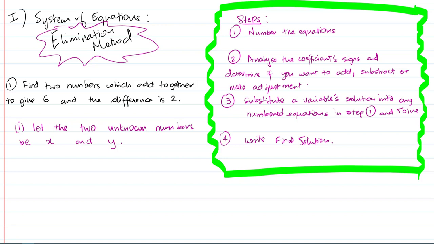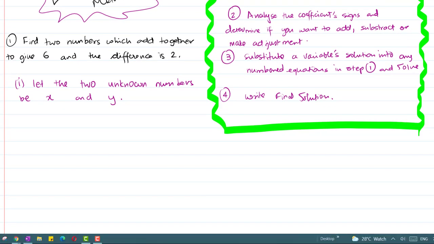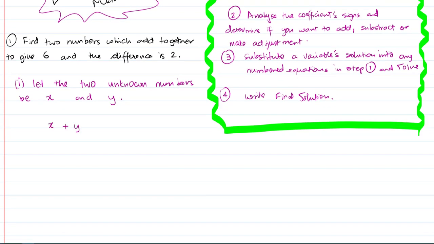Okay, so now that I have let the two numbers be x and y, let's apply the conditions they have given us. The two numbers when added together give me 6. When x and y are added together, they give me 6. And when they're subtracted from each other, they give me 2. It's very crucial to number these equations so you keep track of how many equations you have. So let this be number 1 and let this be number 2.